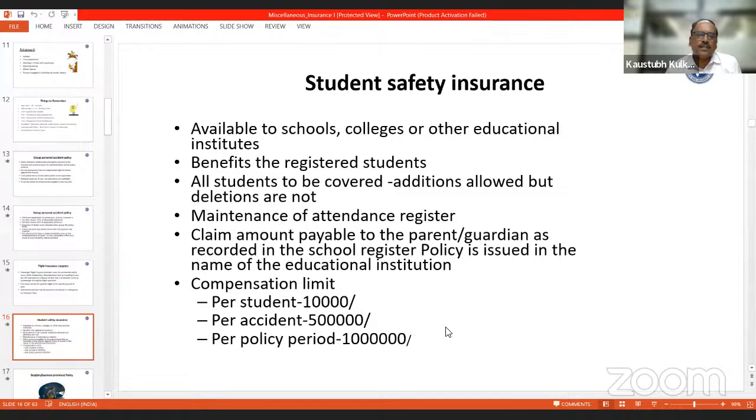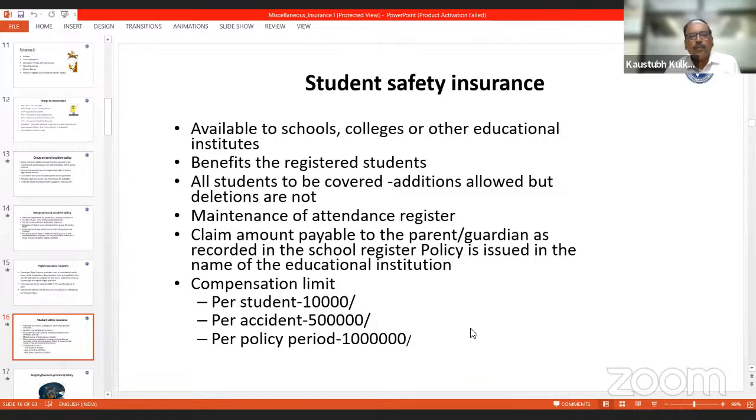Maintenance of attendance register, yes, the register is very important. Because this policy is covering all the students, they may give you the names or they may give you the number only. So when any accidental claim of any student comes to you, the attendance register and the registration number of that particular student are very important.